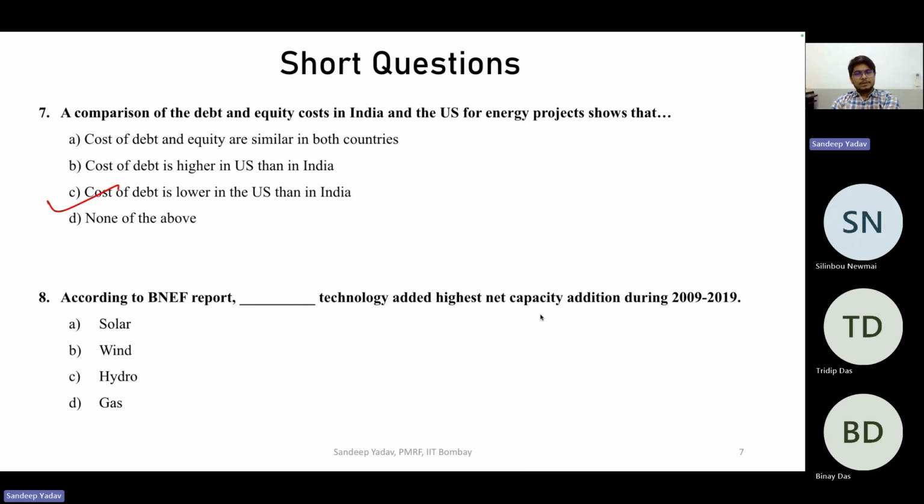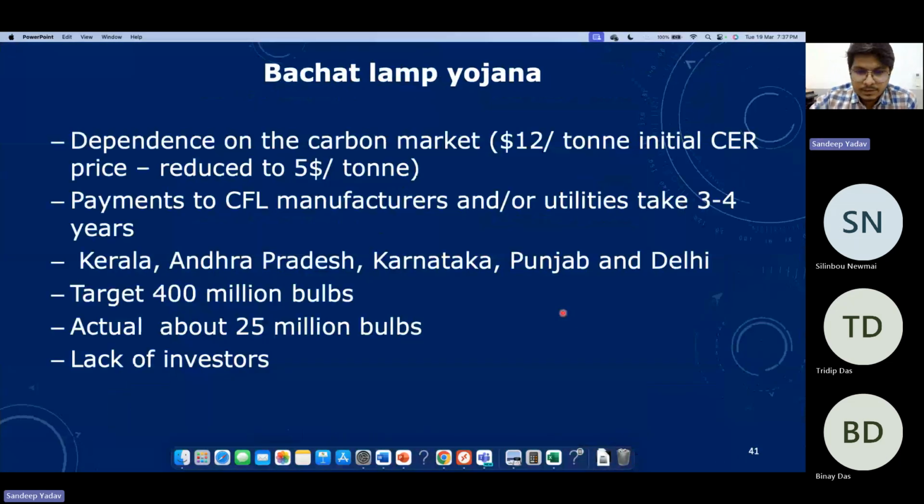According to the BNEF report, which technology added the highest net capacity during 2009 to 2019? If you remember, I'll just go through this graph. So according to the BNEF report, solar was the technology that added the highest net capacity during 2009 and 2019. I'll just go through this, that will give you more clarity. You remember this one, the BNEF report.